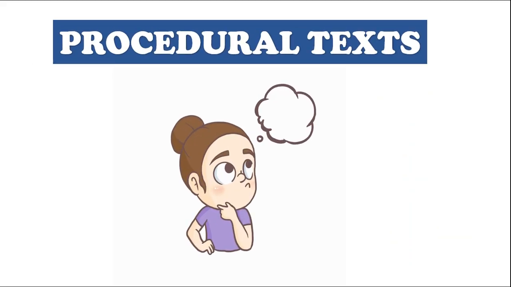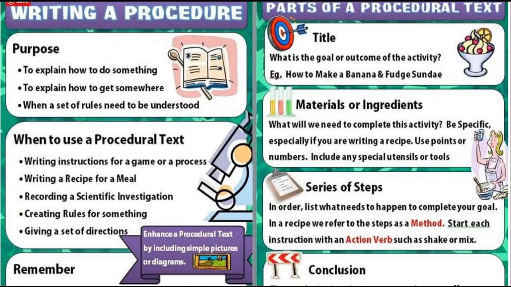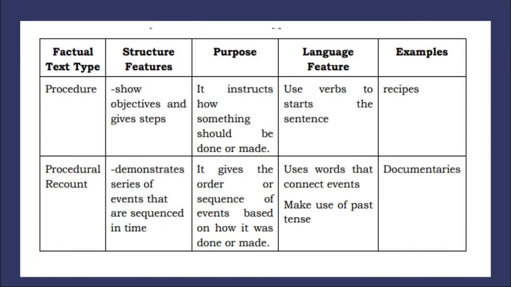Procedural texts is another type of information or factual texts. You will see in a procedure texts the steps on how a particular things are fixed or done. A good example is a manual or a cooking recipe. Take note that there are two types of factual text type, which are procedure and procedural recount. In a procedure, the structure usually shows the objectives and steps. Its purpose is to instruct on how something should be done. A recipe is a good example.